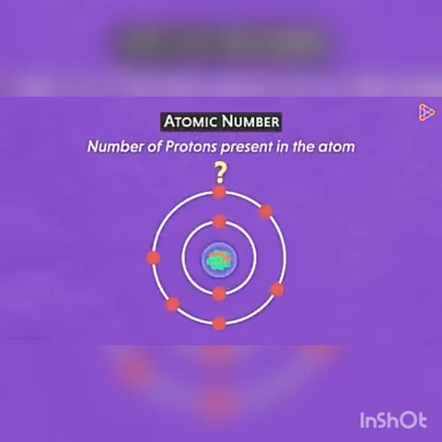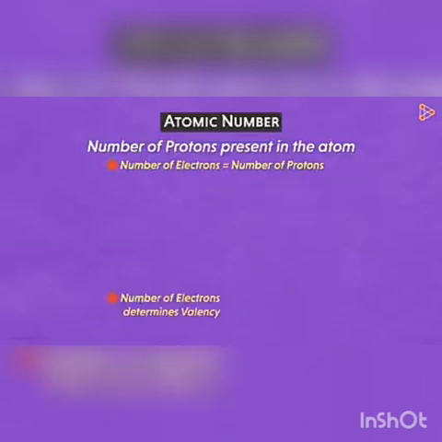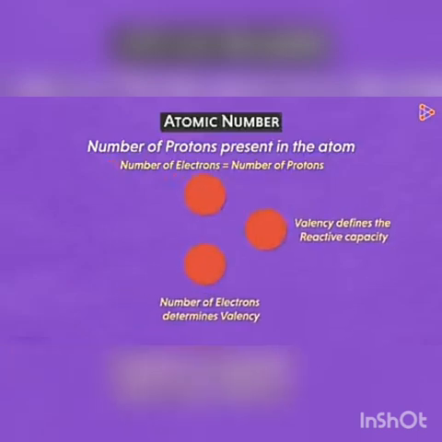The atomic number helps in defining the characteristics of the element. And why so? Just think about it. We know that the number of electrons is equal to the number of protons in an atom. We also know that the number of electrons will determine the valency and thus the reactive capacity of an atom. So now can we connect the dots?